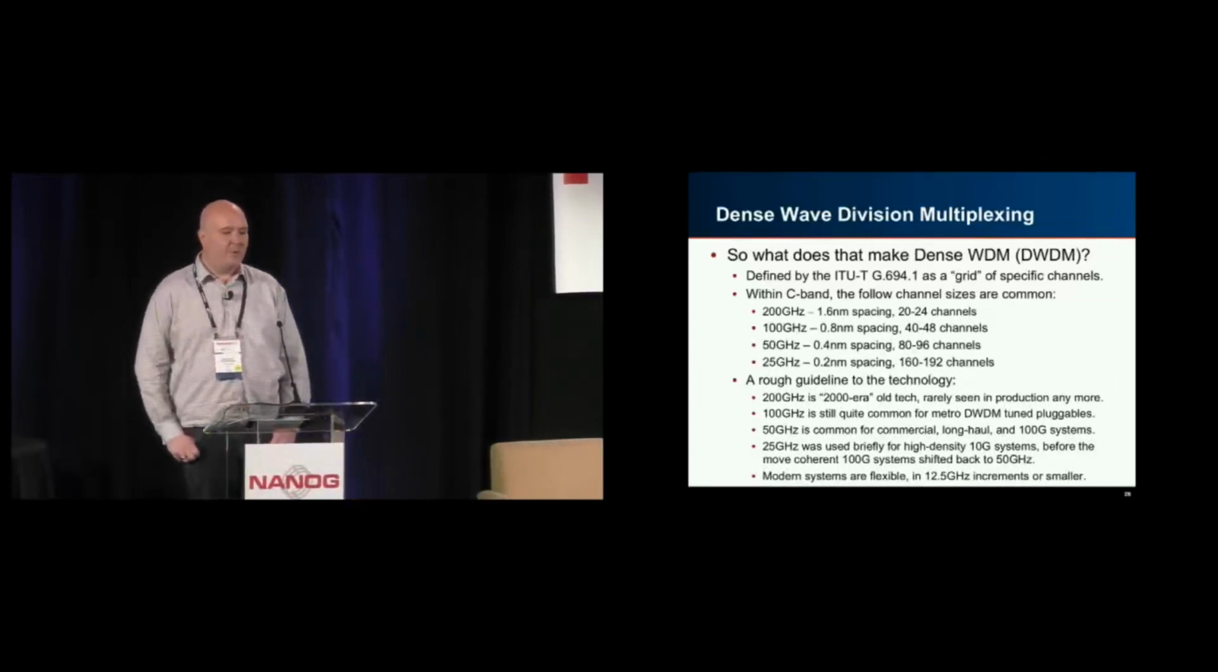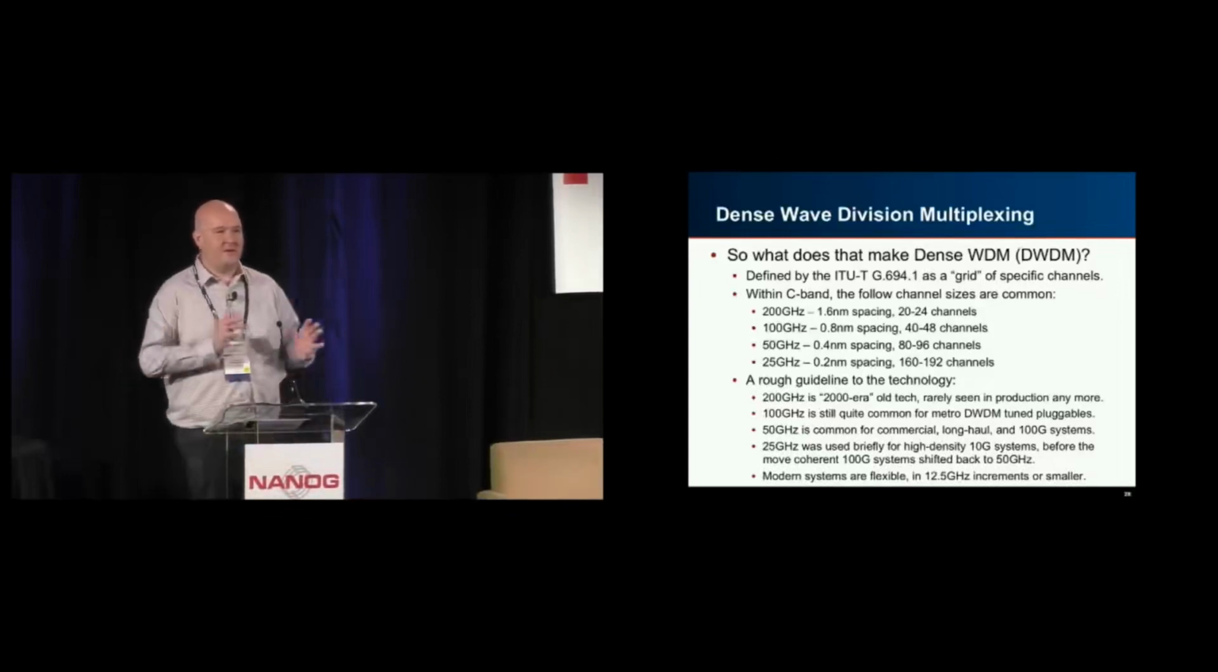So it's 0.4 nanometers between the channels, so it's much smaller. And then for a while, there were systems that used 25 gigahertz. You could actually get between 160 to 192 channels. And what you saw happen in technology was we moved smaller and smaller and smaller. We moved all the way down to 25, and then we moved back to 50.